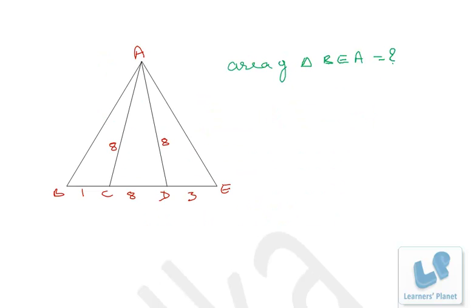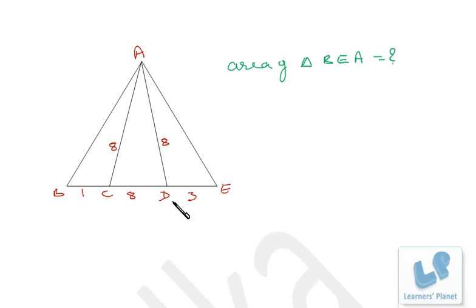Now let's start this problem. Here ABE is a triangle and various other dimensions are given: AC, AD, CD, BC, DE. We have to find out the area of this triangle ABE, right? Now, how do we do that?